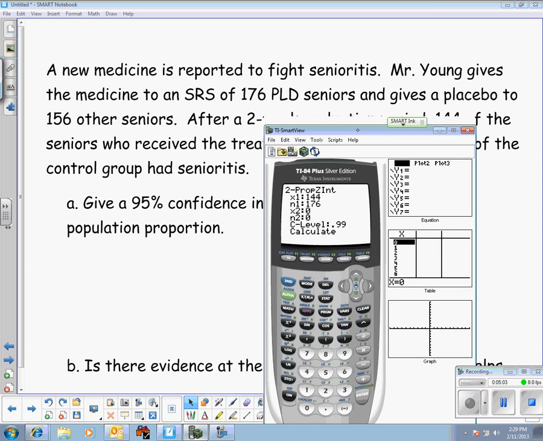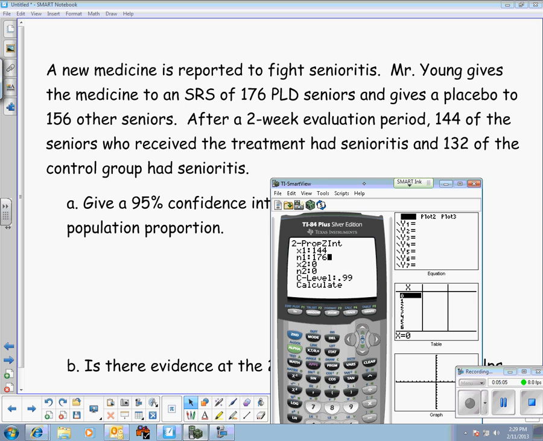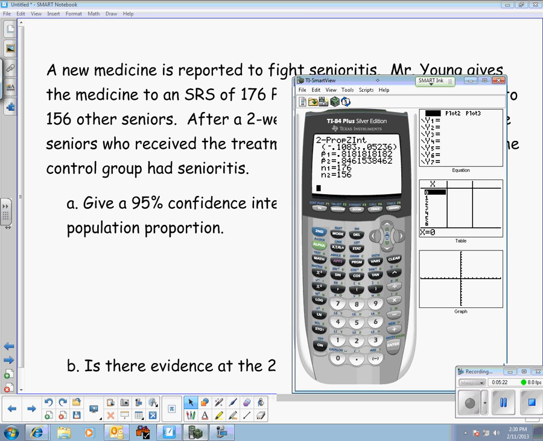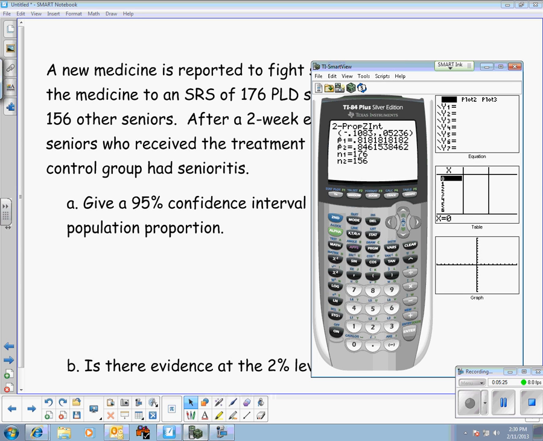In my other group, I tested 156, and 132 of them got the disease. And I'm going for 95% level and calculate. So what this tells me is that my confidence interval goes from about negative 10% to about positive 5%, which is interesting that this interval goes back and forth across 0.